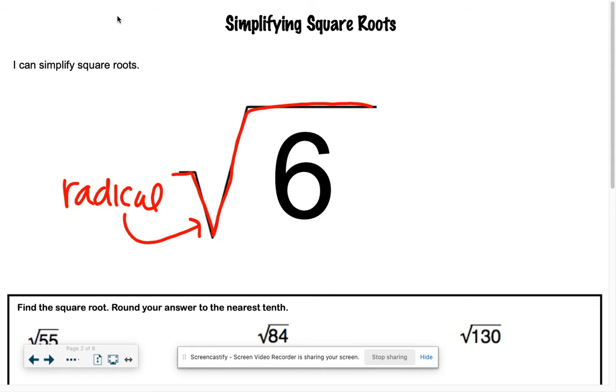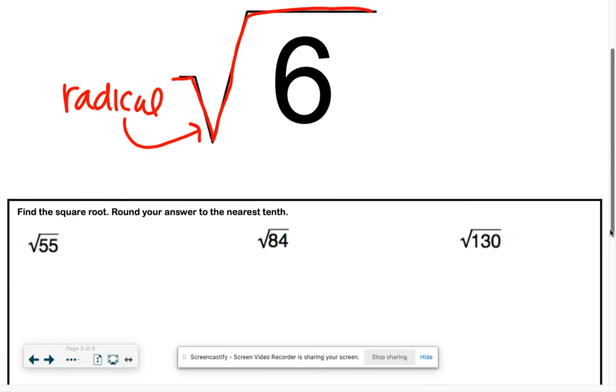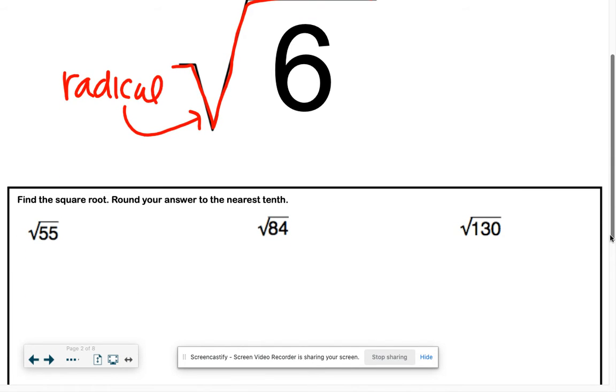So today we are going to practice simplifying these radicals. The first 3 examples are super easy. You're just typing these ones in your calculator. So in your calculator, what's the square root of 55? 7.4. Yep. You guys do those next 2 and then we'll compare. Type in the square root of 84 and the square root of 130, and then we can compare answers.